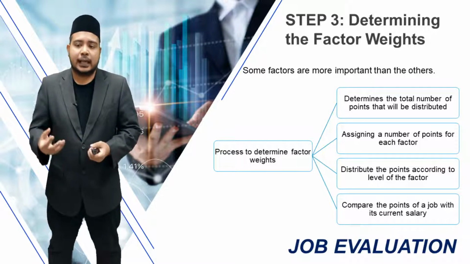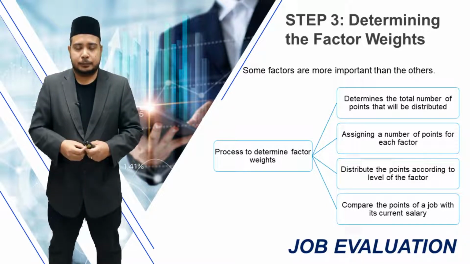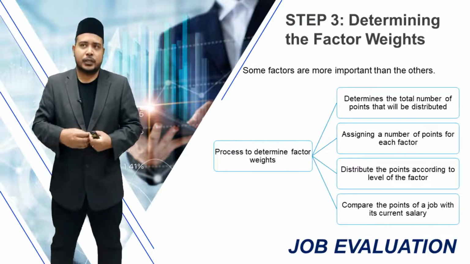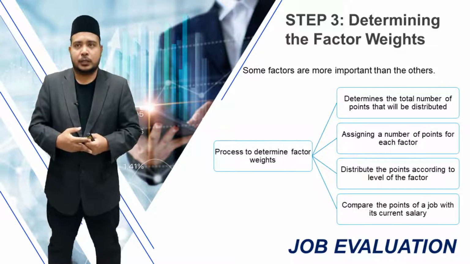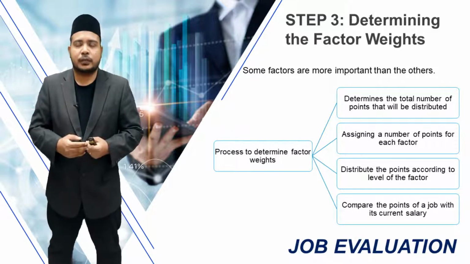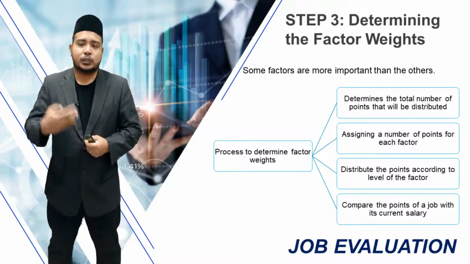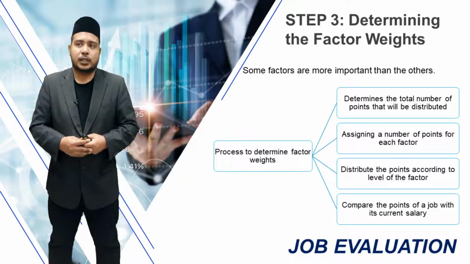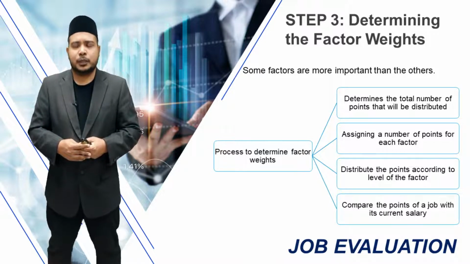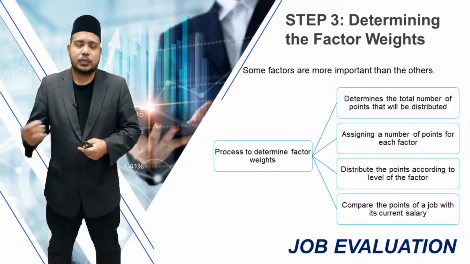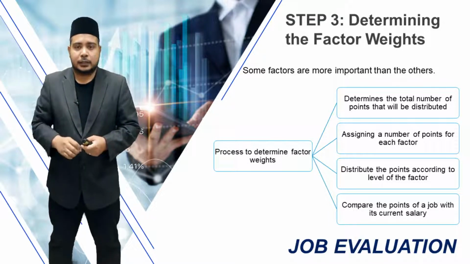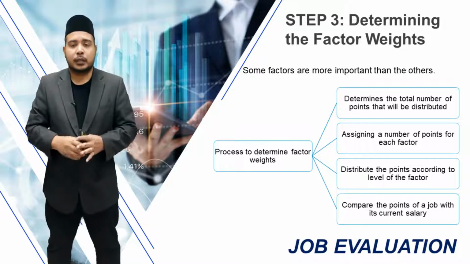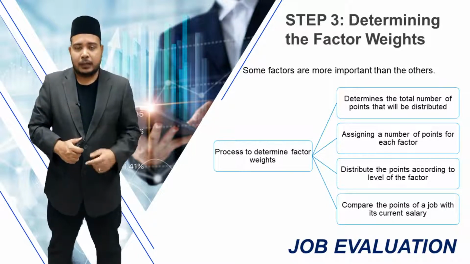Second, we need to assign a number of points for each factor. Academic qualification, how important is it as compared to experience? Academic qualification, PhD for example, maybe 30%. So 30 out of 200, so 30 is assigned to qualification. And experience maybe 20%, so 20. So we are distributing the numbers according to the factors, but we must not go beyond the 200 that we allocated in the first process.